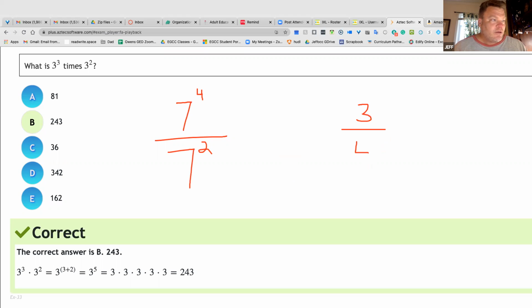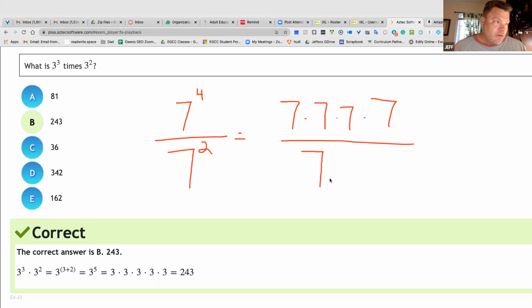So anyway, this would turn into 7 times 7 times 7 times 7, which is a jackpot in a slot machine. This one is 7 times 7. So we just spread those numbers out. Remember, they're stacked on top of each other. We just spread them out. Well, this is going to feel like old school math class. These two can cancel out. They just can. So 7 times 7 equals 49.